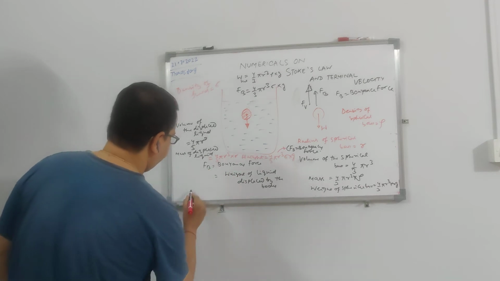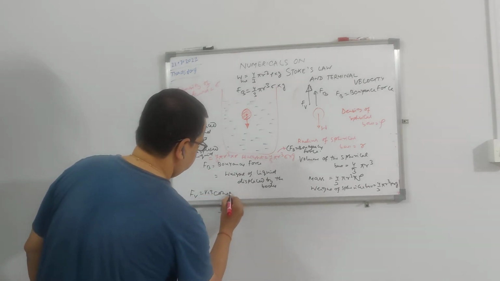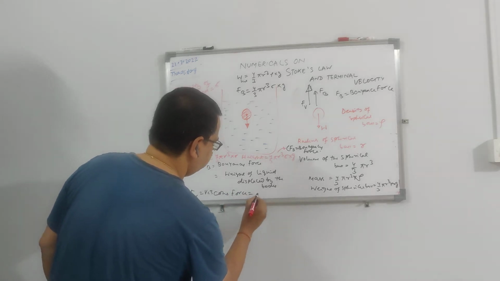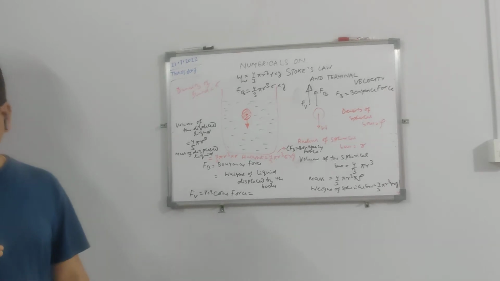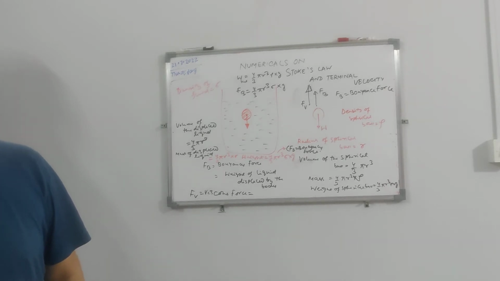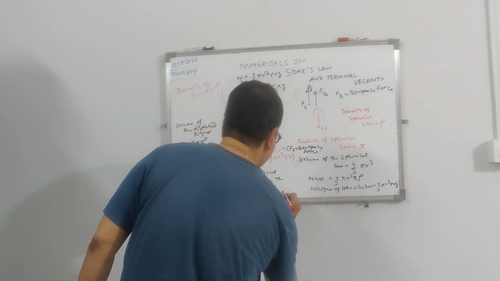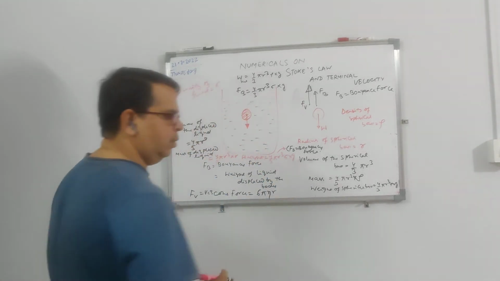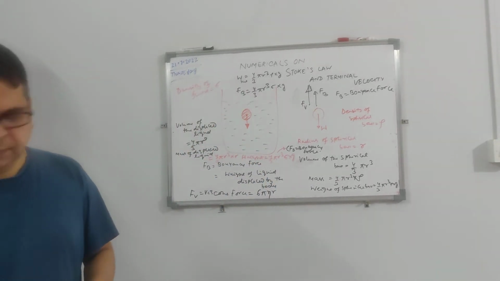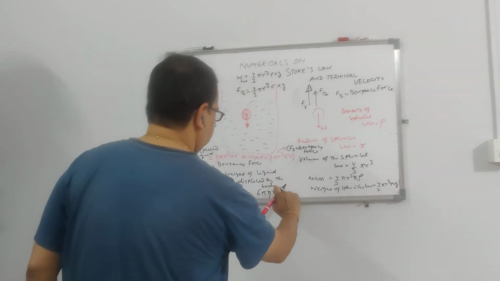So FV is equal to the viscous force. There is a formula for that viscous force. We are not going to derive that formula. That formula is 6 pi n r v, where n is the coefficient of viscosity, r is the radius of the ball, and v is the velocity.